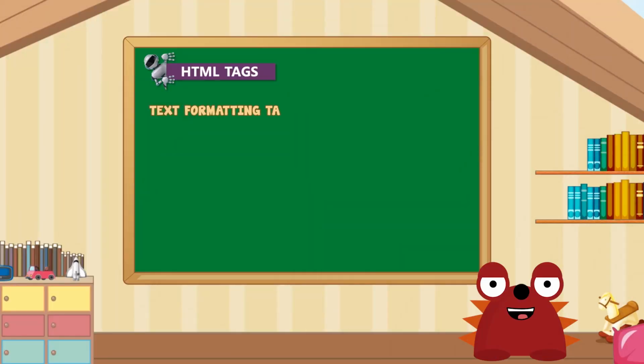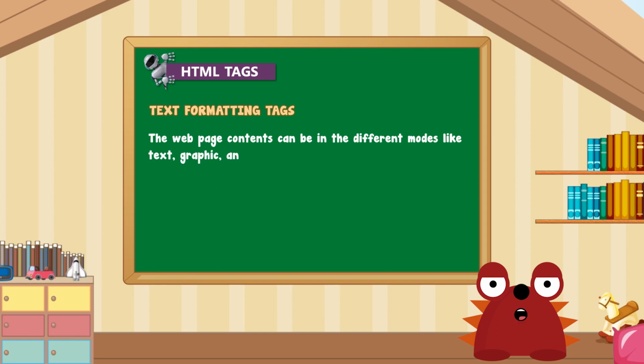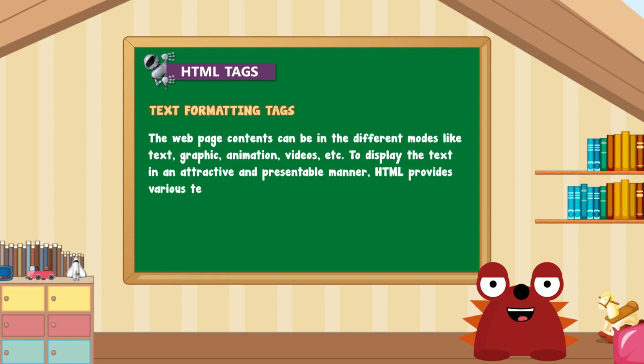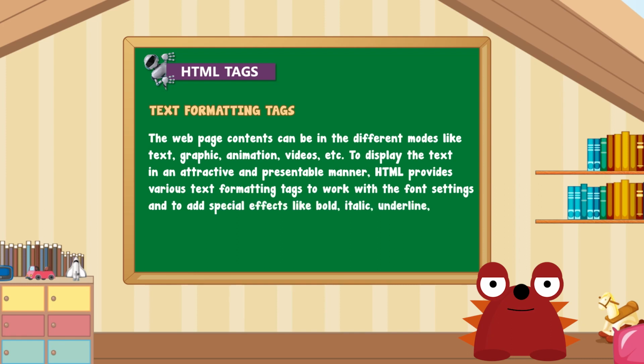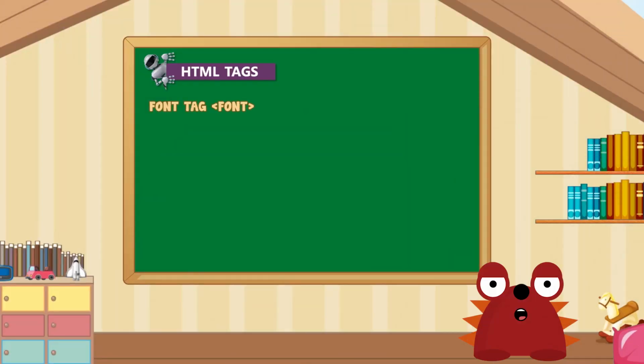Now about text formatting tags. The web page contents can be in different modes like text, graphic, animation, videos, etc. To display the text in an attractive and presentable manner, HTML provides various text formatting tags to work with the font setting and to add special effects like bold, italic, underline, superscript, subscript, etc. Next is the font tag.